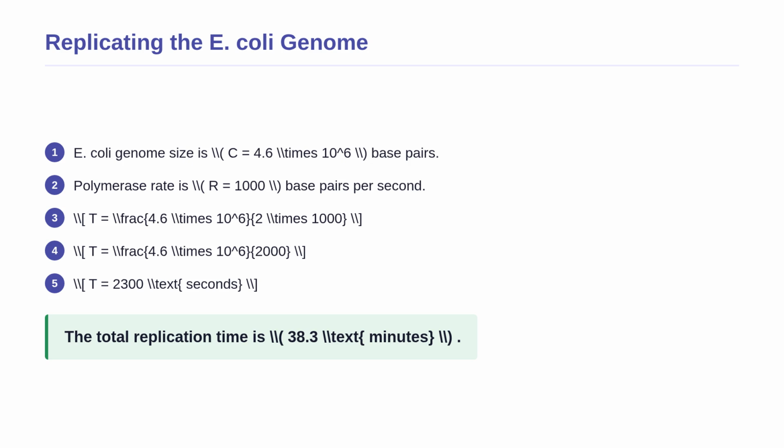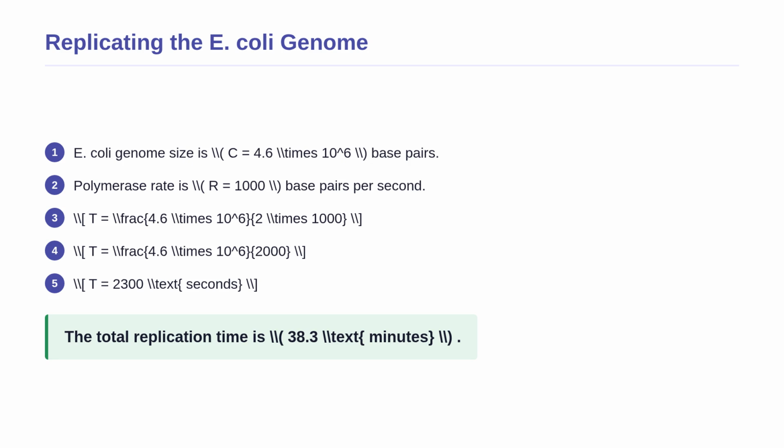We substitute the genome size for C and the rate for R. The denominator becomes 2,000, representing the combined speed of the two forks moving away from the origin. Dividing the total base pairs by this combined rate gives us 2,300 seconds. Dividing by 60 gives a final answer of approximately 38.3 minutes. This physically means that under optimal conditions, E. coli can completely copy its DNA in under 40 minutes, explaining why bacterial populations grow so incredibly fast.